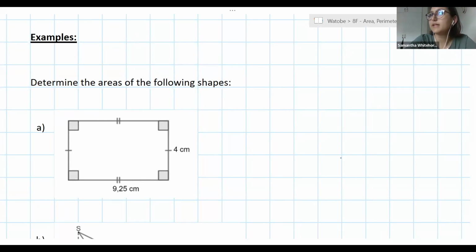Like I say, this is a rectangle, so think about what your formula for a rectangle is.